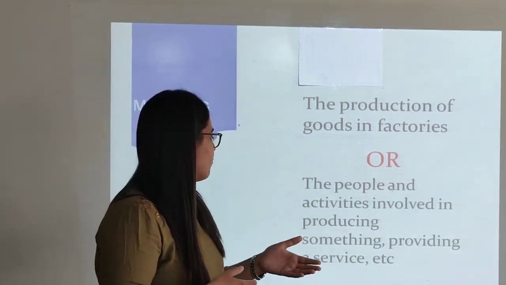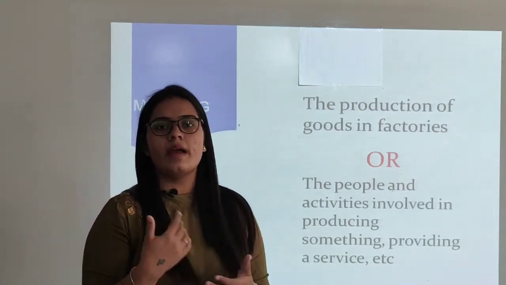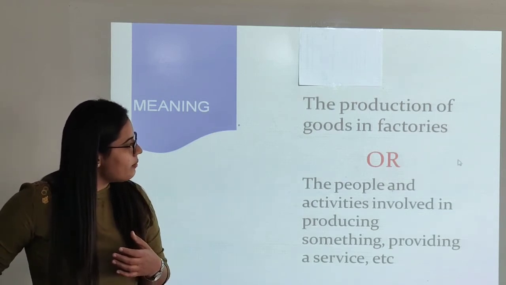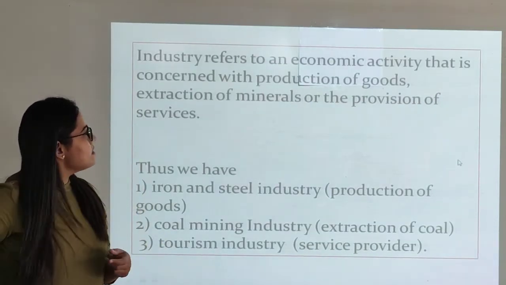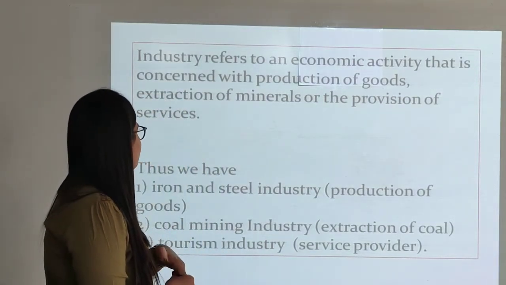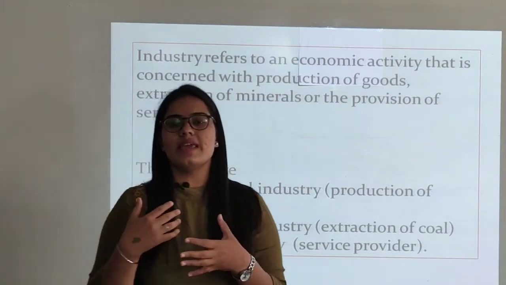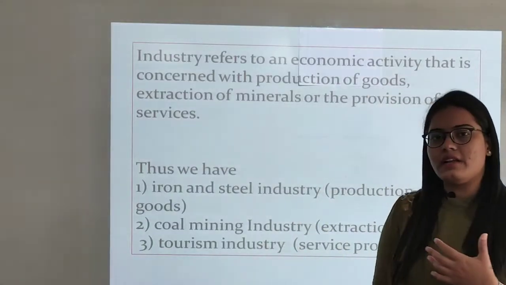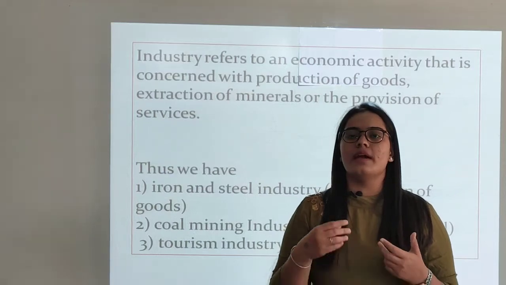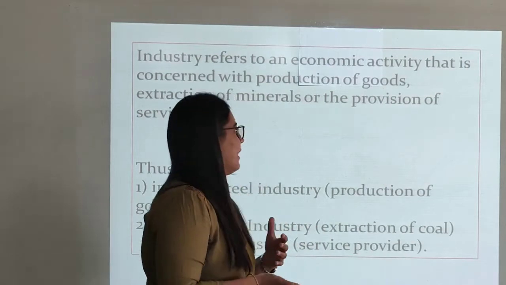Different people are involved in producing something and giving out service for the goods they produce. So this is the short meaning. The actual meaning of industry is: industries refer to an economic activity that is concerned with production of goods, extraction of minerals, or the provision of services. Industry is an economic activity. Why is it an economic activity? Because people engaged in industry get an economic return, that is, money in return for the work they do.